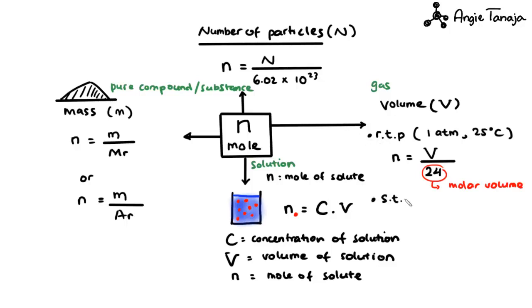If it is STP, STP is standard temperature pressure. The word standard refers to 0 degrees Celsius. Then the N will be equal to V over 22.4. And beware, the unit that we use for the volume.